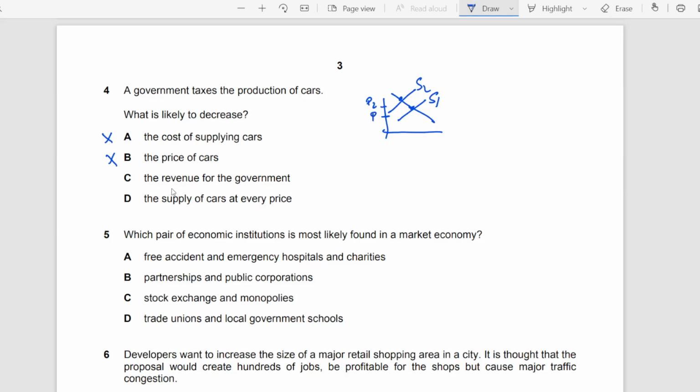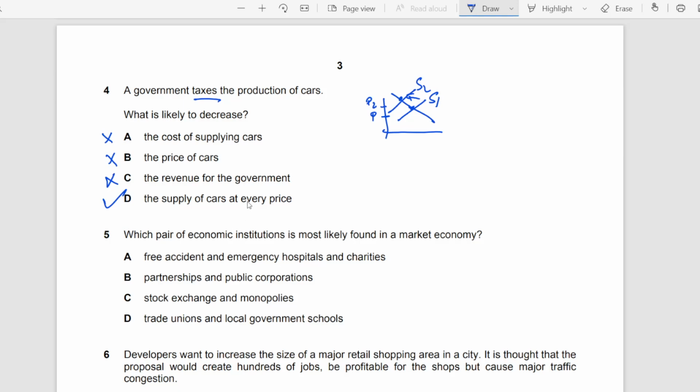So this is wrong. The revenue for the government will not decrease, of course, because tax is a stream of revenue for the government. So the government's revenue is likely to increase if they're taxing the production of cars. The supply of cars at every price, yes, the supply is reducing at each and every price. So at each and every single price, the supply curve shifts. The supply reduces, hence the supply curve shifts towards the left. So D is the correct answer, guys.